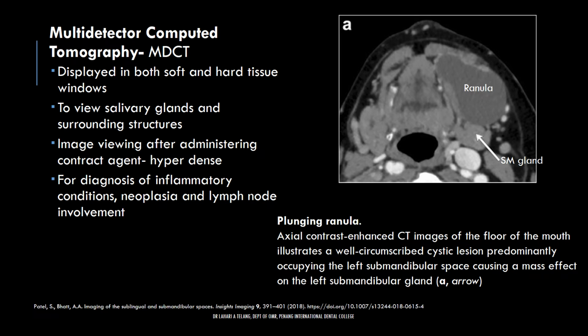This is a case where you're seeing a plunging ranula, which is a large space occupying mass seen on the floor of the mouth. It is a well circumscribed cystic lesion predominantly occupying the left submandibular space, causing a mass effect on the submandibular gland. So you can see that the gland has been pushed to one corner, and you can see a large ranula, which is a plunging ranula.